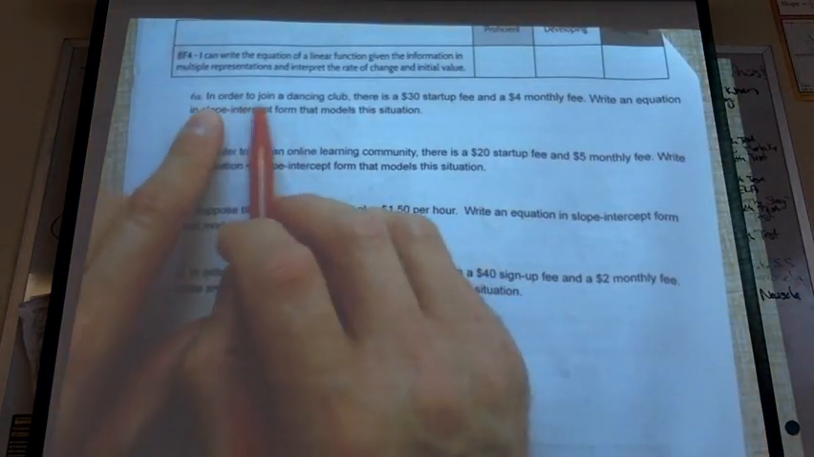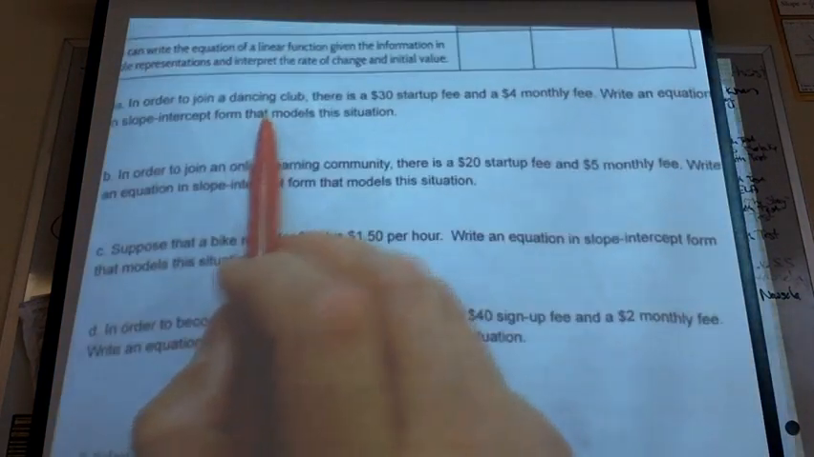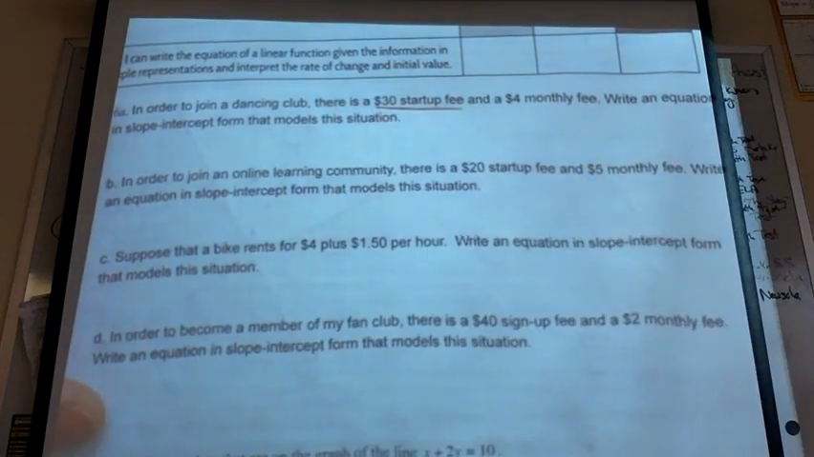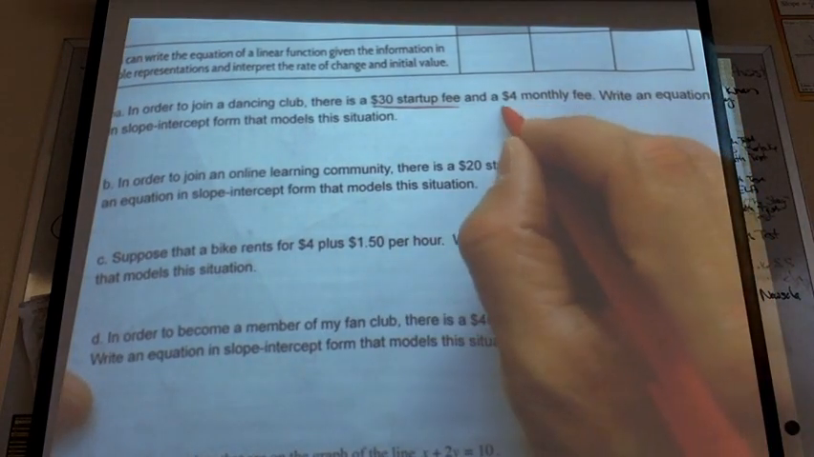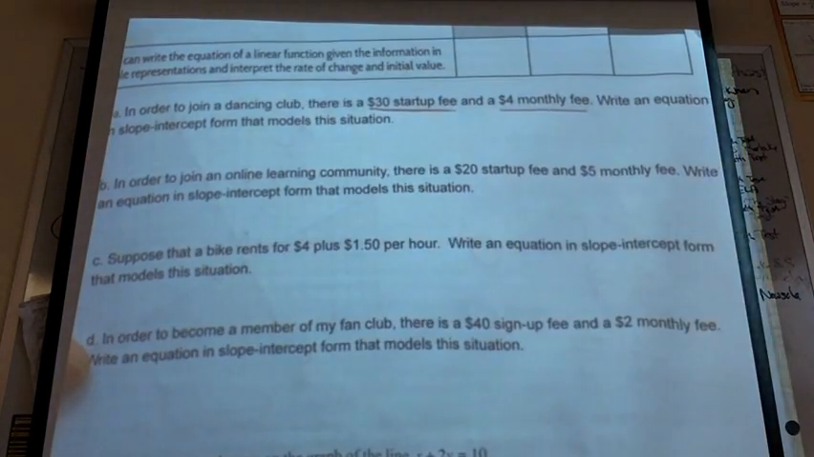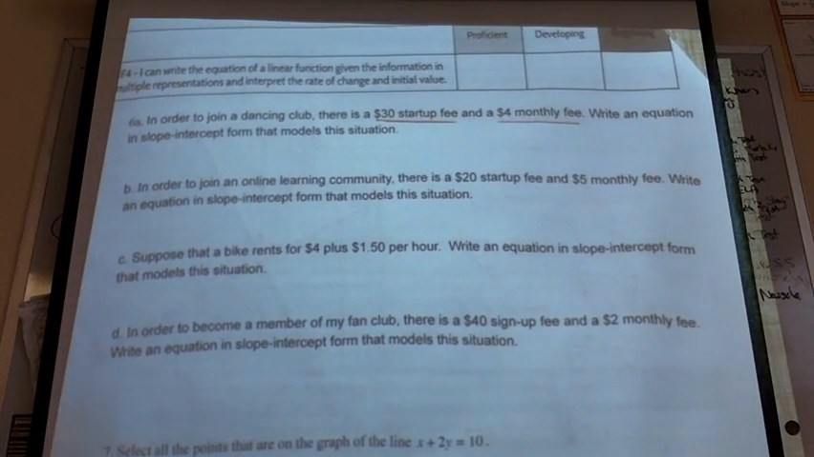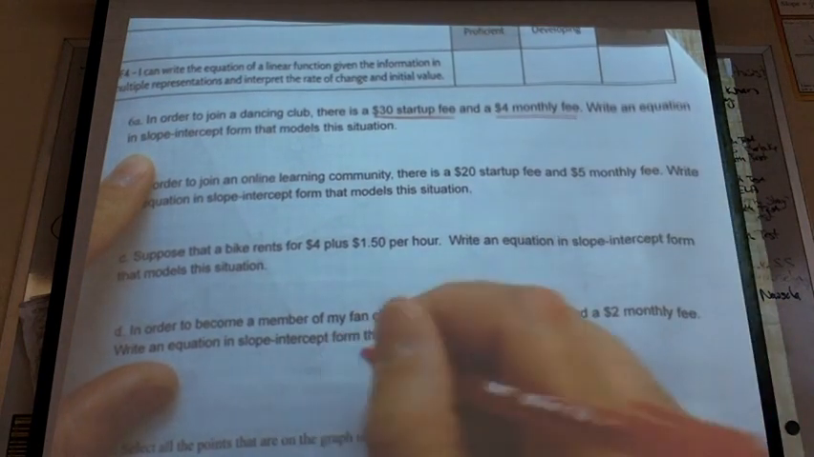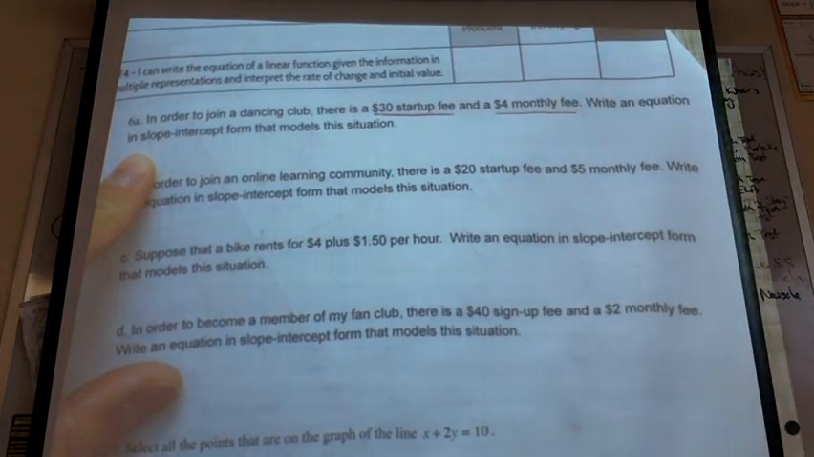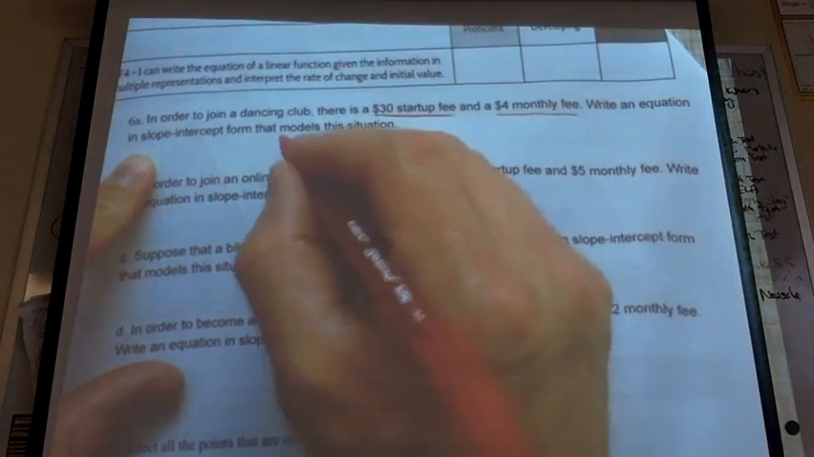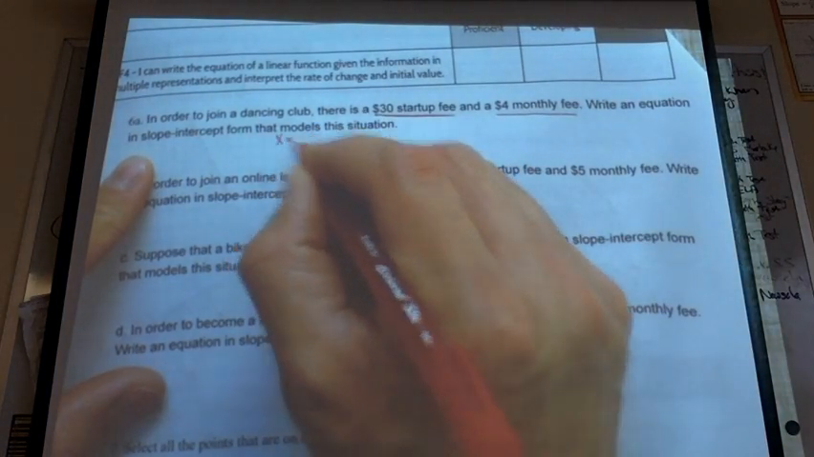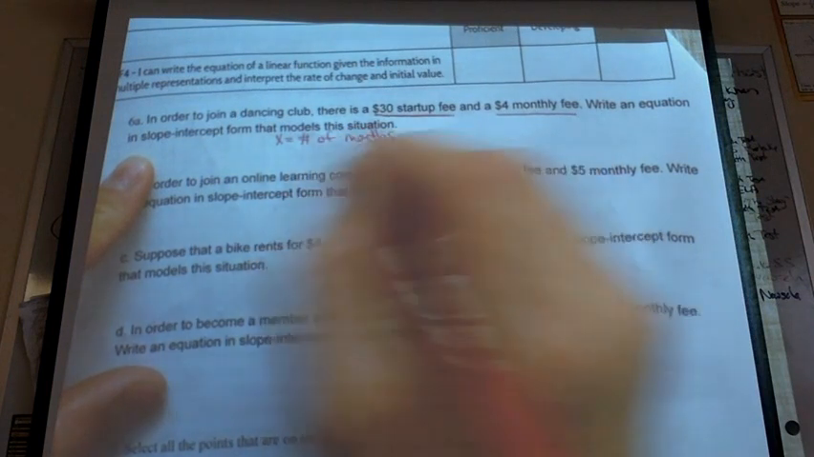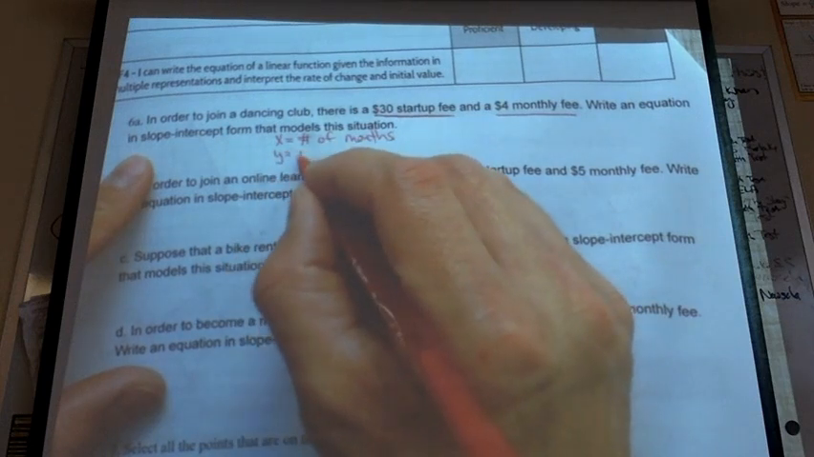So it says in order to join a dancing club, there's a $30 startup fee. So just to join, it costs $30. Then they charge an extra $4 per month. So it says write an equation in slope-intercept form that models this situation. In this case, let's let x equal the number of months, and y will equal total cost.